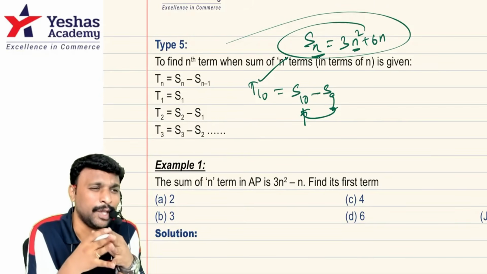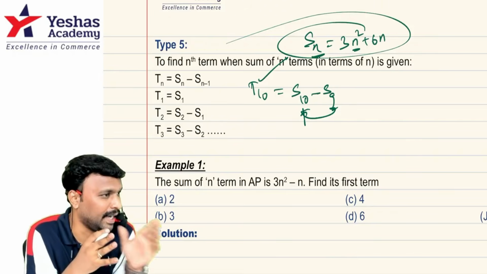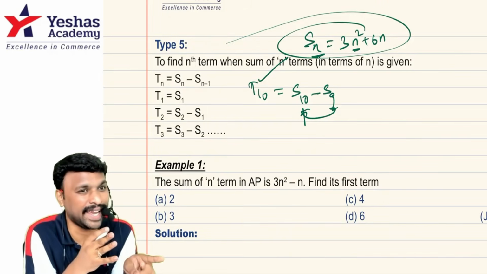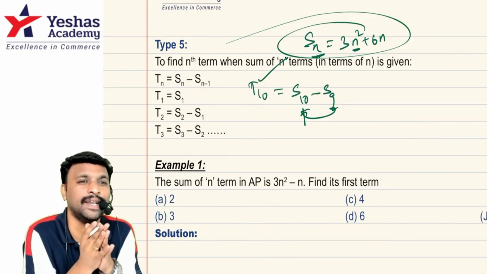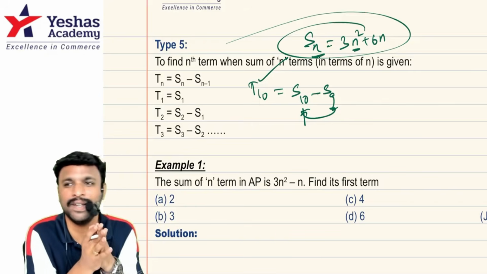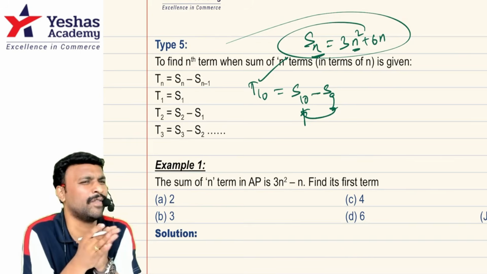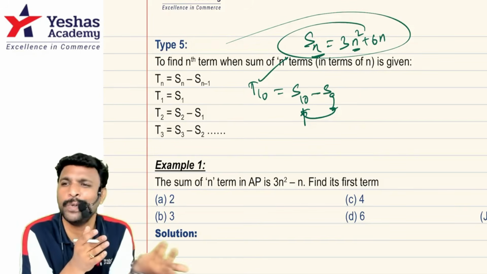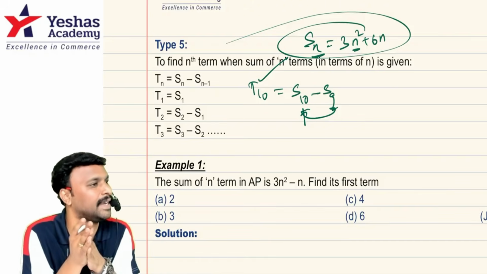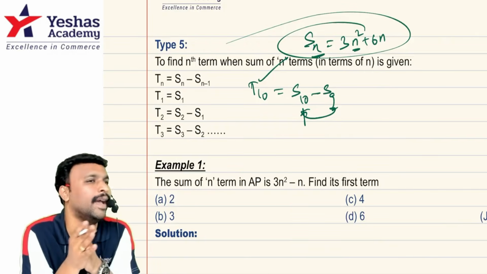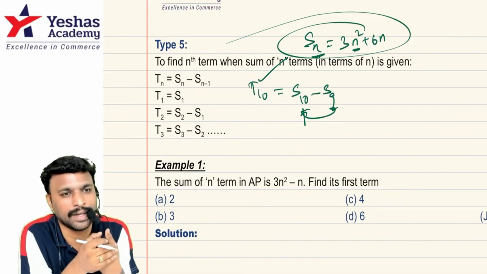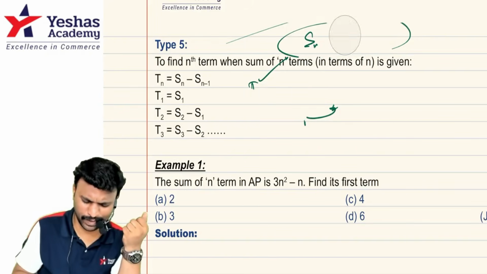Have you understood? You'll be given Sn in terms of n. You'll be asked to find a particular term. If they ask T1, it is simply what? S1. How do I find S1? In the given Sn, put n equal to 1. That is what T1 or S1 is. Have you understood? Clear? Say yes or no.